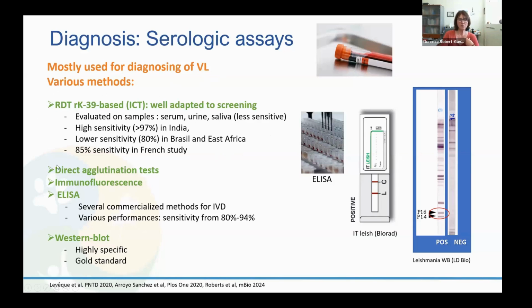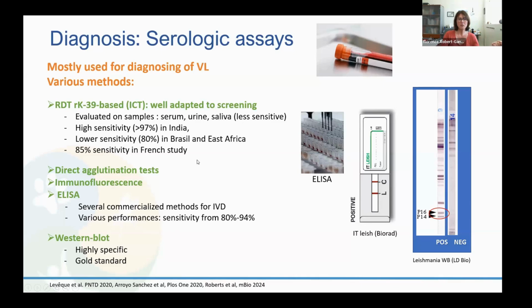So the methods on the market are either a rapid diagnostic test based mainly on immunochromatographic tests, which use a recombinant antigen, the RK39. So it is a very rapid test, well adapted to mass screening. In Africa, in an endemic setting, it has been evaluated on samples such as serum, urine, saliva. Urine and saliva produce less sensitive results, but there is a high sensitivity on serum, as shown in India.